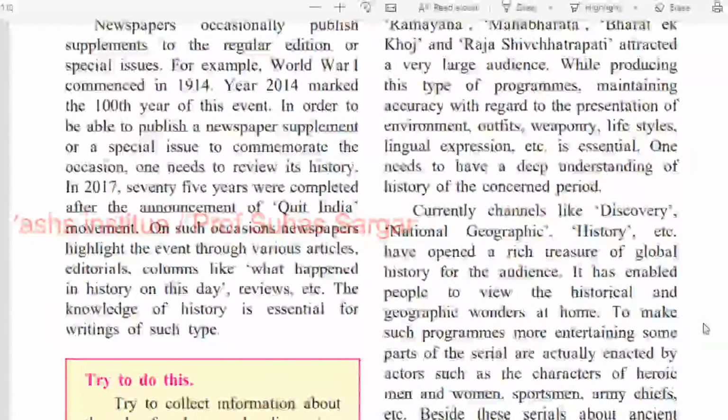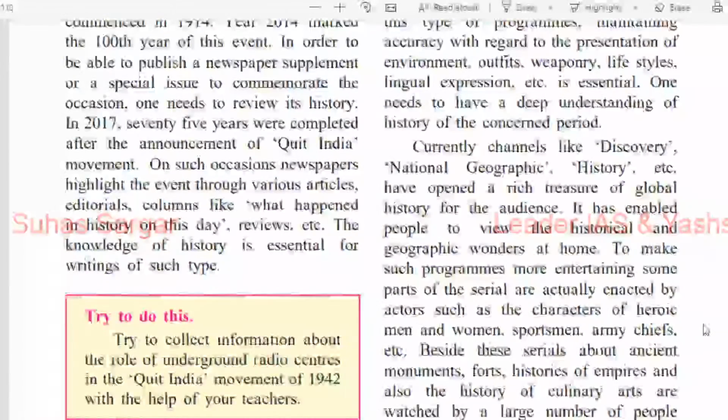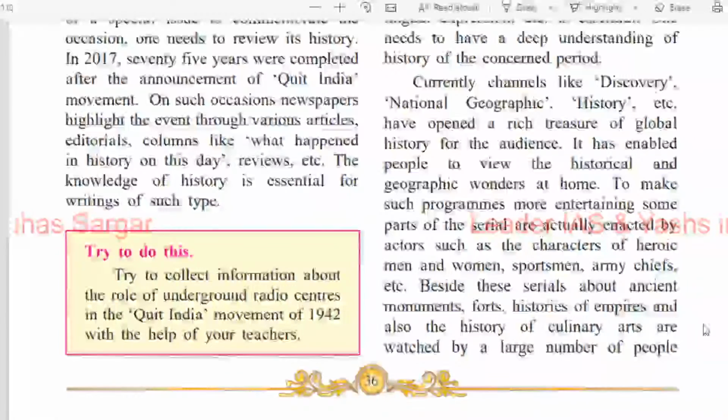Currently, channels like Discovery, National Geographic, History, etc. have opened a rich treasure of global history for the audience. It has enabled people to view historical and geographical wonders at home. To make such programs more entertaining, some parts of the serial are actually enacted by actors such as the characters of heroic men and women, sportsmen, army chiefs, etc.